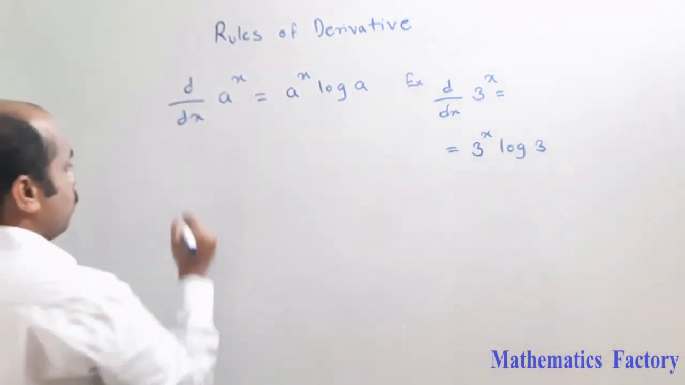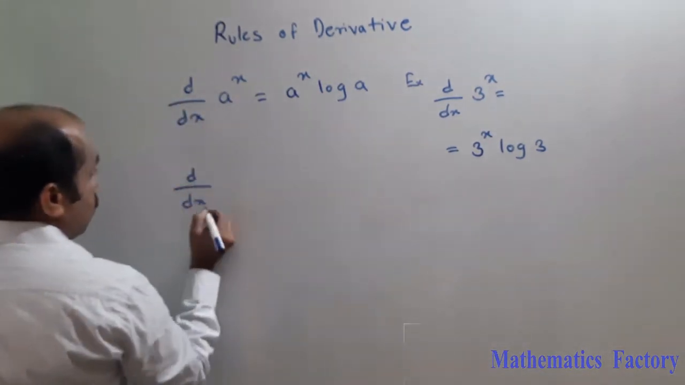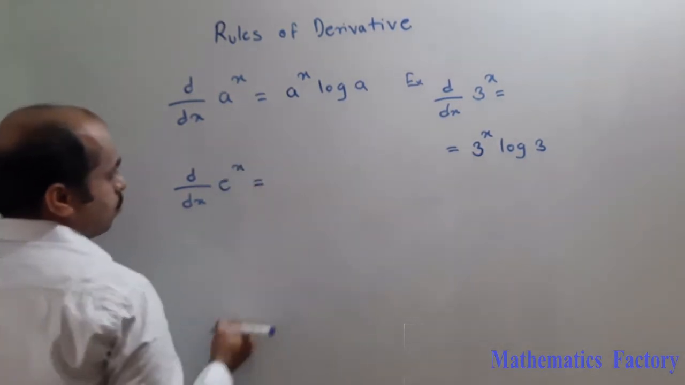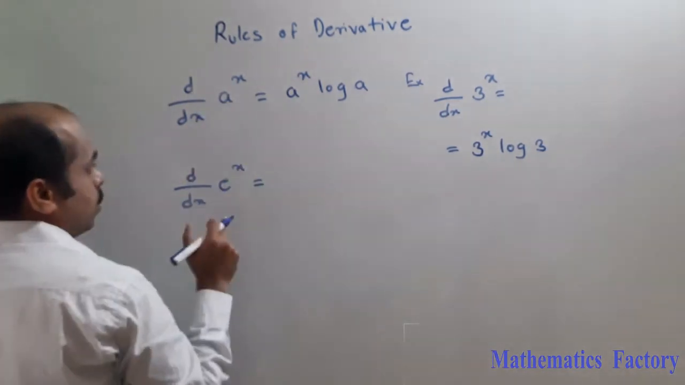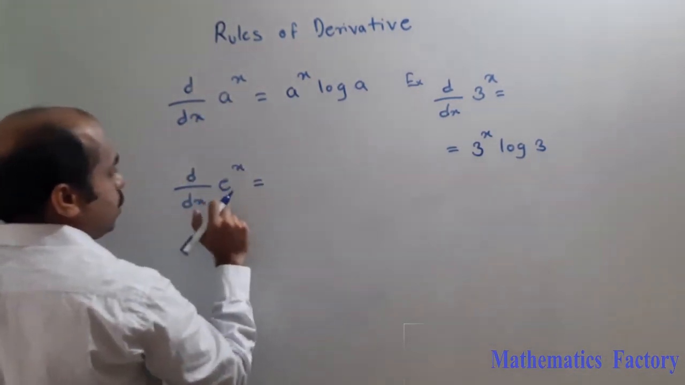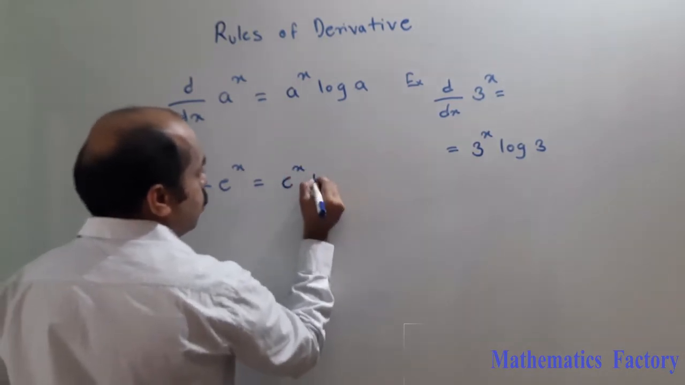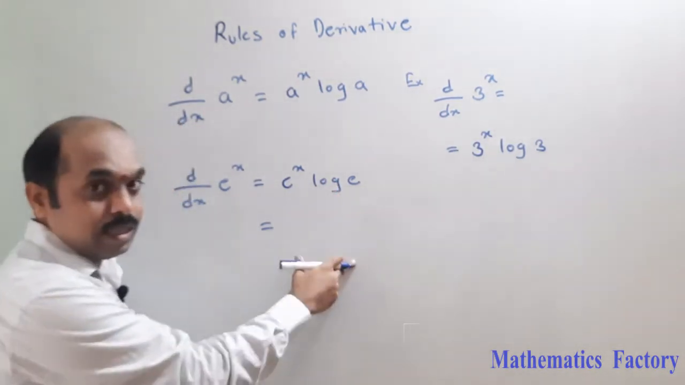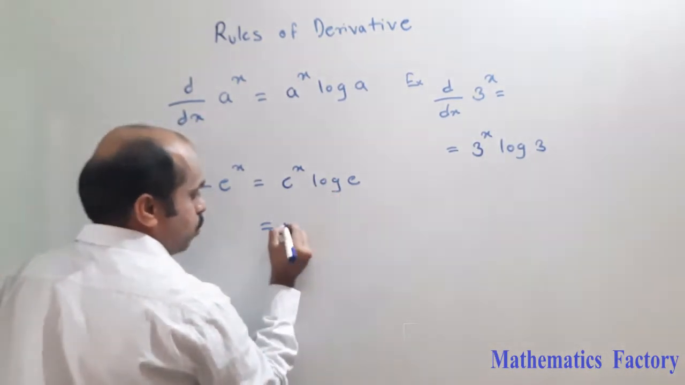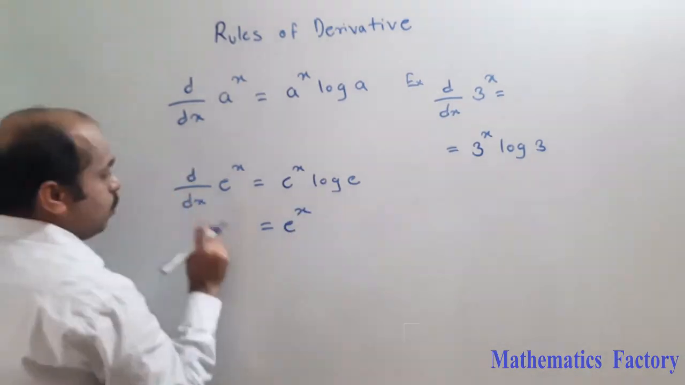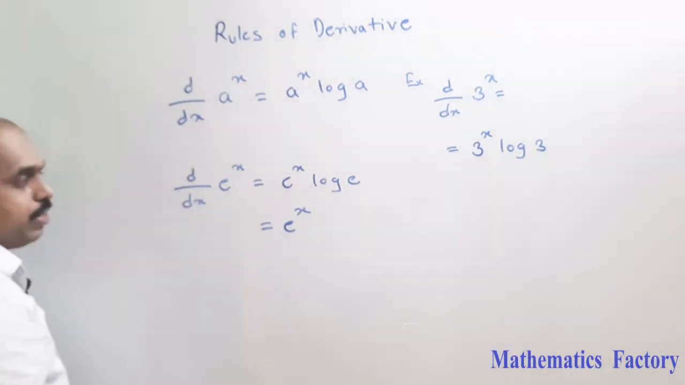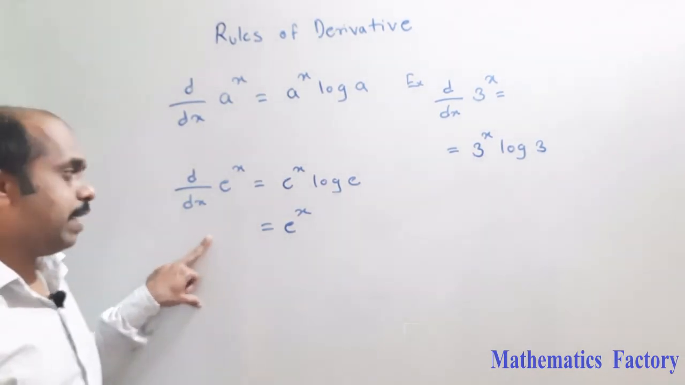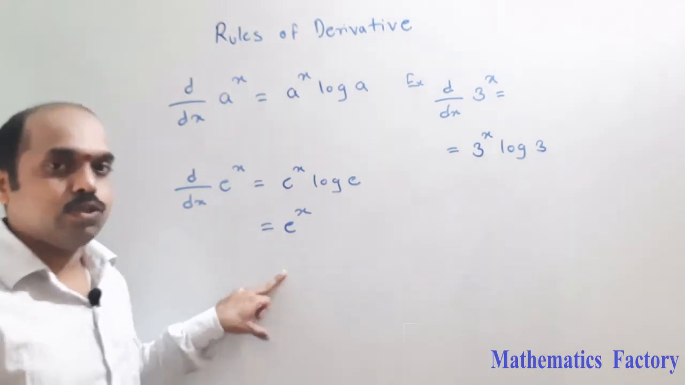Okay. Now another rule is derivative of e raised to x. Okay. So first we apply the same formula here. So what is a in our example? E. So e raised to x into log of e. But you already know what is the value of log of e? Log of e is nothing but 1. So e raised to x. So derivative of e raised to x is e raised to x. So whenever you come across an example including derivative of e raised to x, you directly put derivative of e raised to x is e raised to x only.